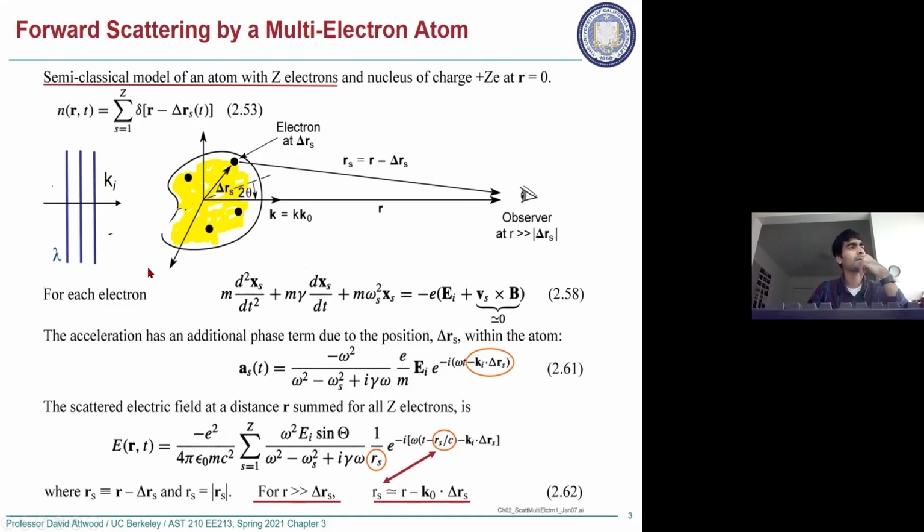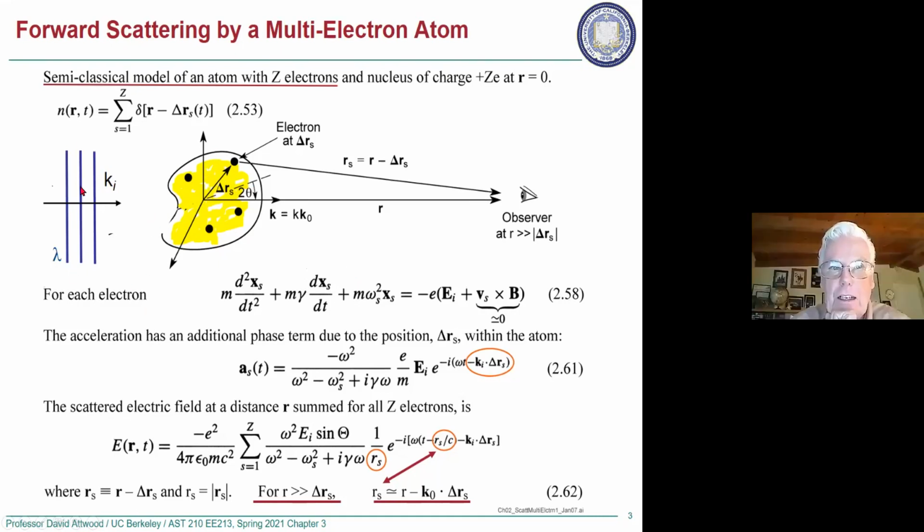Okay, so this is where we were on Tuesday, and I modified the diagram just a little bit. I left out the incident vector, and I showed a new incident vector going in this direction. So k sub i is the incident wave vector, magnitude 2 pi over lambda. This is lambda. The wave is coming in, and each of these electrons is scattering in all directions, but we're only interested in what goes in the forward direction because that's what leads to refractive index.